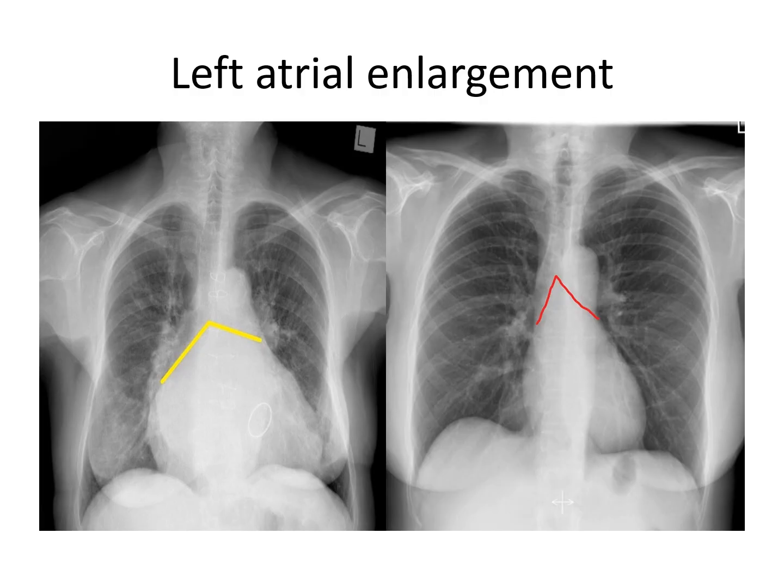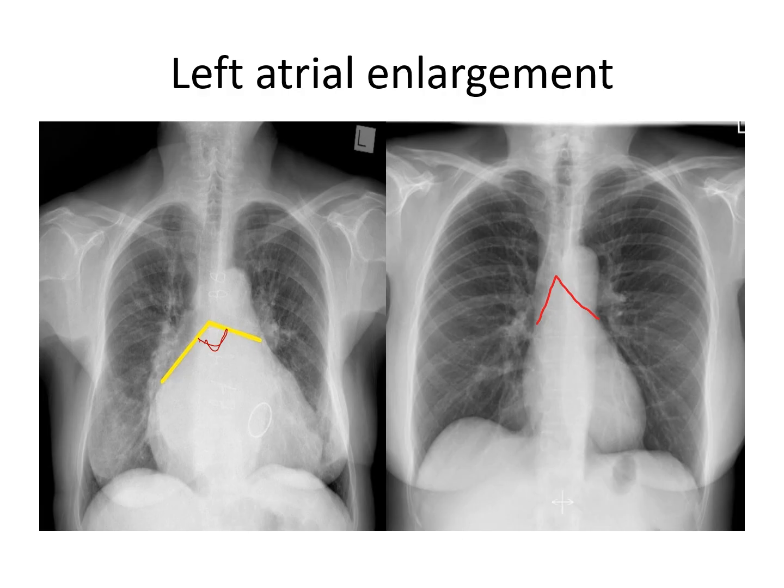Let's move to the indirect signs. The first one is the splaying of the carina with increase of the tracheal bifurcation angle or subcarinal angle. To call it splaying, it should be more than 90 degrees. In this image, this is the normal, where the angle is less than 90 degrees, whereas in left atrial enlargement this angle is increased, as denoted by this yellow line.